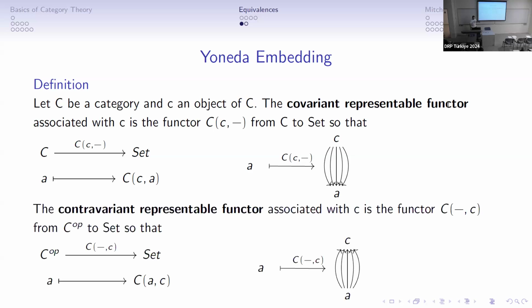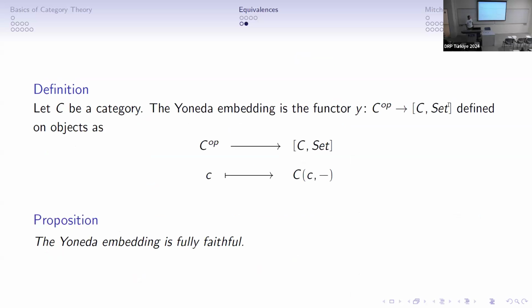And on the other hand, the contravariant representable functor, so contra means we are reversing arrows, sends each object A to the collection of morphisms from A to C. Then the unit embedding is, and this is very general, you can see we didn't choose some specific category. We only choose any category.